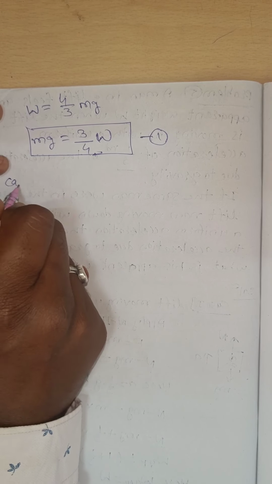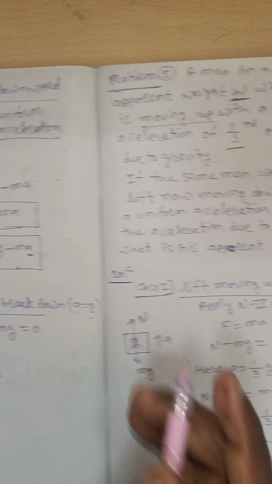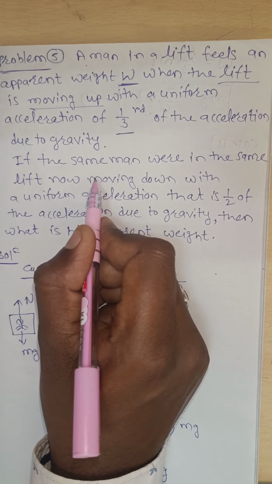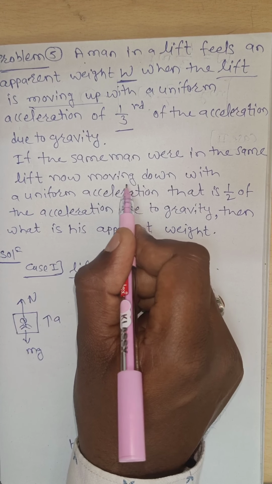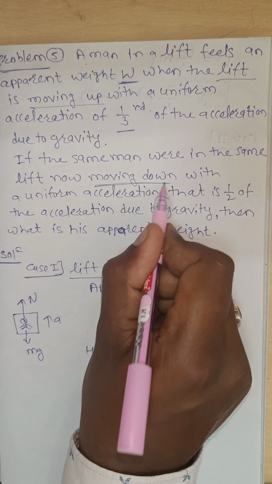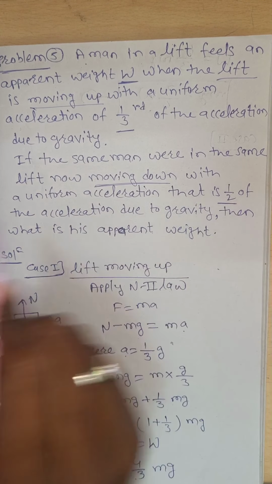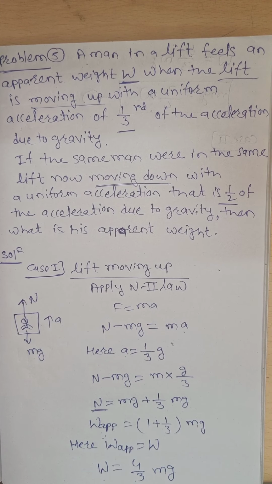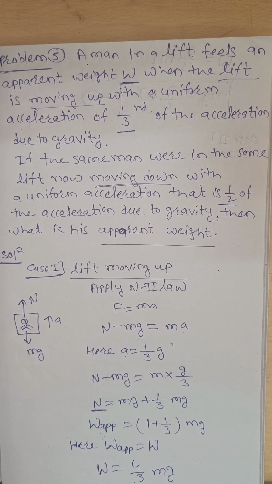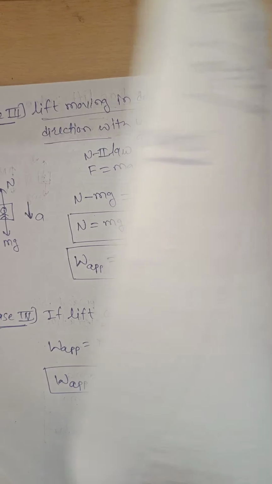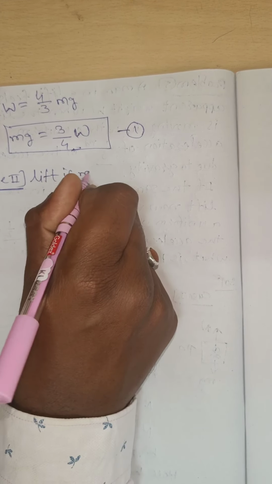Now in case second, if the same man were in the same lift, now this lift is moving down, and the acceleration of that lift is half of the acceleration due to gravity. In that case, we have to determine its apparent weight. Now in the second case, the lift is moving down.